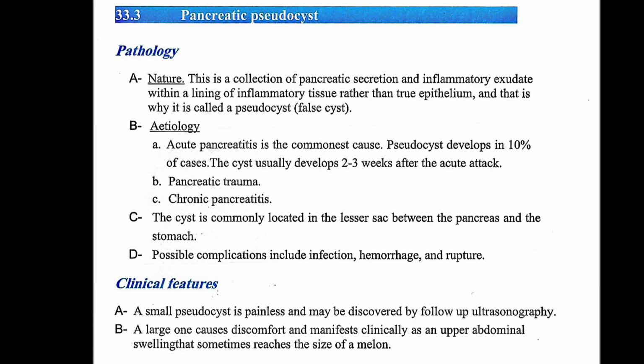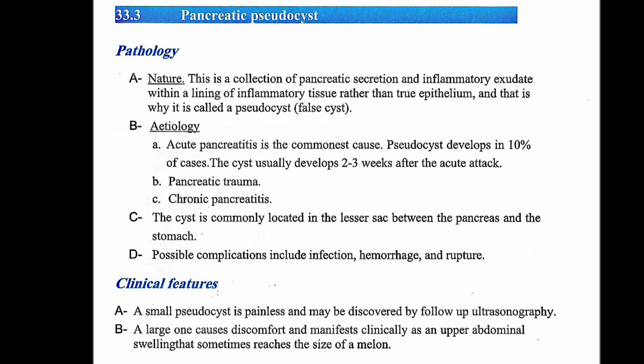Pancreatic pseudocyst. Pseudo means false cyst. So, what is the pathology? The pathology of pancreatic pseudocyst. We have nature. What nature is it? This pseudocyst is a collection of pancreatic secretion and inflammatory exudate.